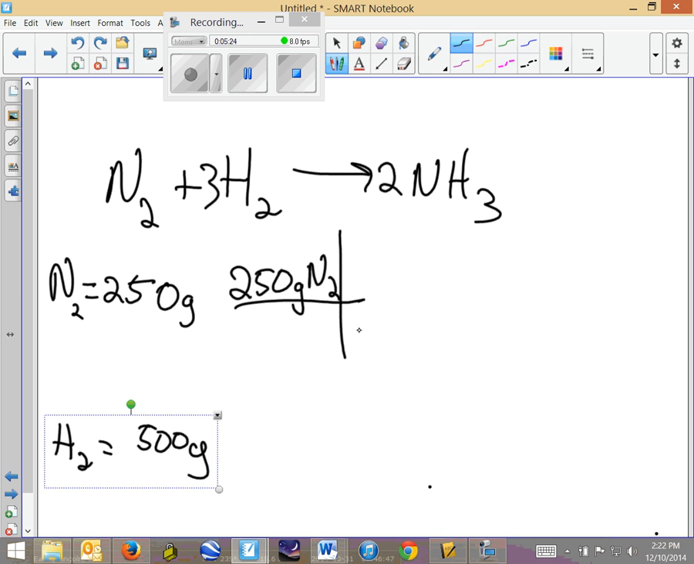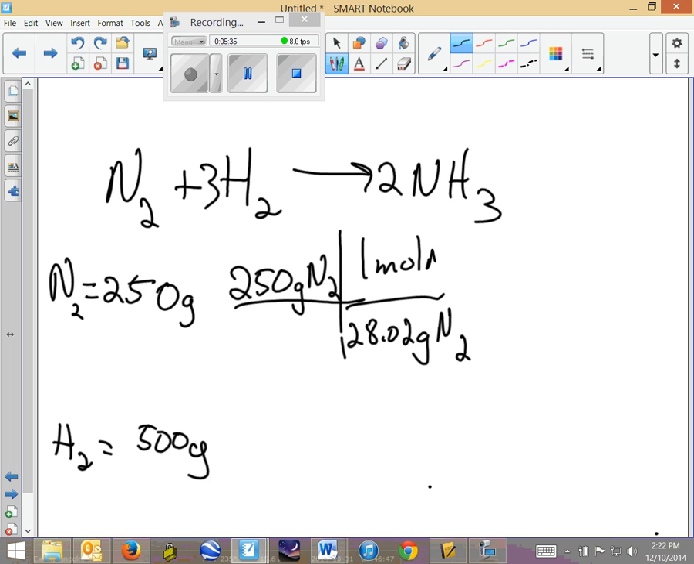So my first step is 28.02, because I have two of these. So 28.02 grams of nitrogen is 1 mole of nitrogen. And where do I get that 28.02? Well, I took 14.01 times 2. 14.01 is the molar mass of nitrogen, and I took it times 2 because there are 2 atoms in it. Okay, so now I'm at moles of nitrogen. I want to see how many moles of this I can produce.